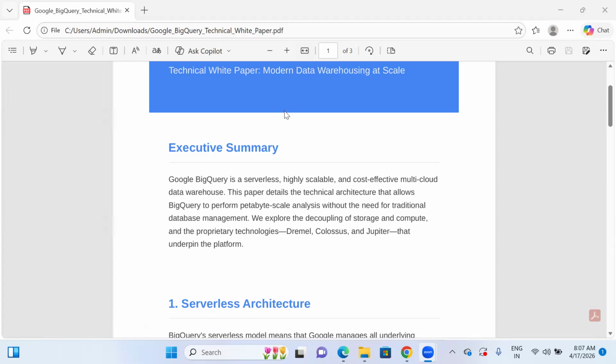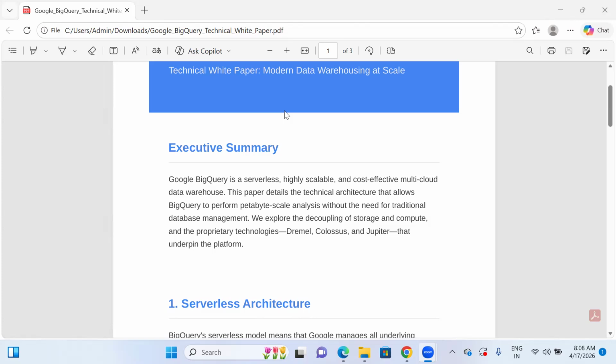As part of our technical learning, today we are discussing BigQuery, because BigQuery is a serverless as well as highly scalable multi-cloud data warehousing application, in regard to the particular technical white paper I'm explaining here. This details the technical architecture, which allows BigQuery to perform petabyte-scale analysis, right?